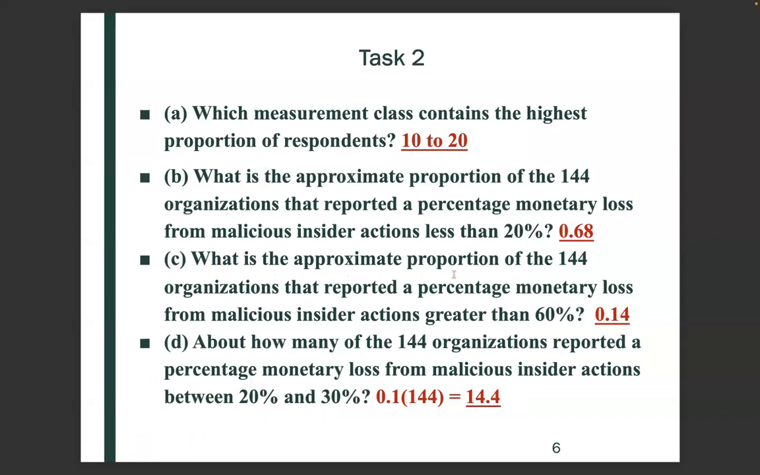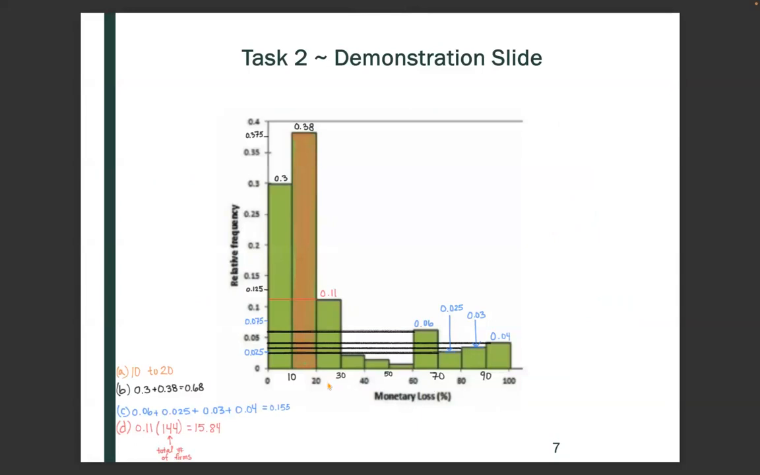What is the approximate proportion of the 144 organizations that reported a percentage monetary loss from malicious insider actions greater than 60%? All right, so if we look at the monetary loss in percent, let's start with 60%, and we're interested in greater than 60%. I'm just guessing that the height of the bin from 60 to 70 is 0.06. Then for the bin from 70 to 80, the relative frequency, looking at the y-axis, is close to 0.025.